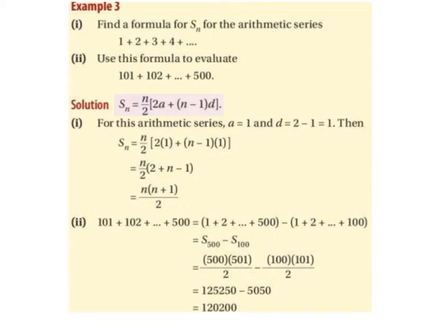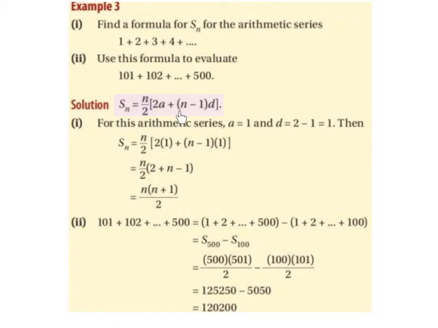So Sn represents the general rule, or the general formula, or the nth term formula for an arithmetic series. A series is when we have a sequence and we add the terms together. So instead of having commas in between the terms, we have pluses. So this is the formula for an arithmetic series: Sn equals n over 2 multiplied by 2a plus n minus 1 times d.